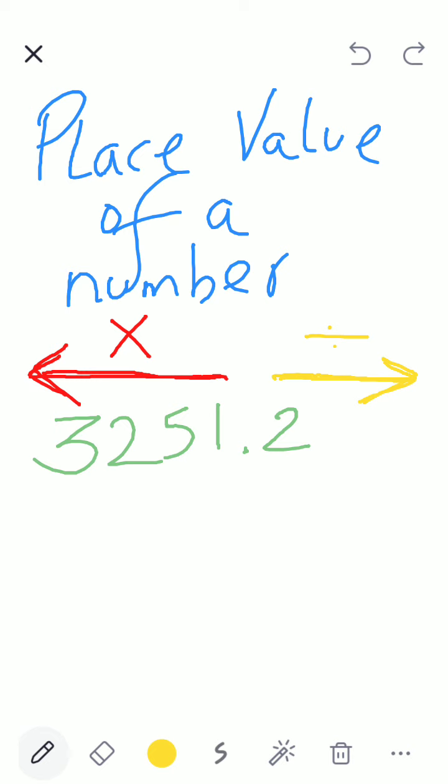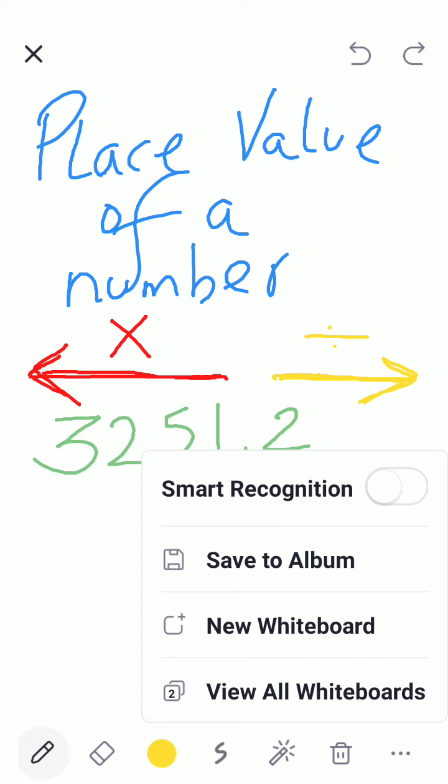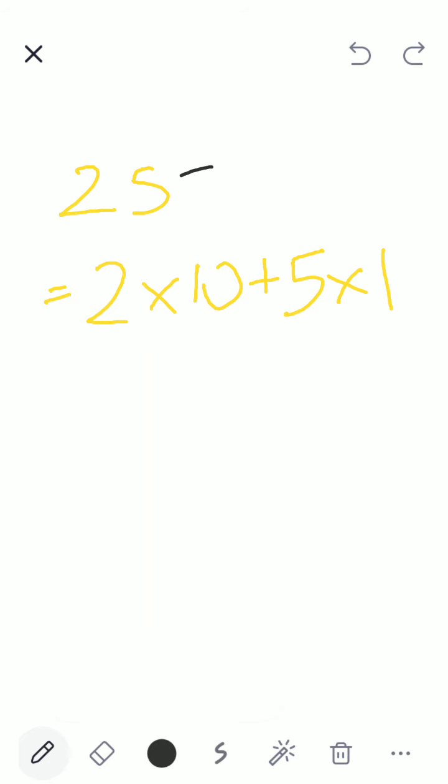Let me explain to you. In your lower classes, you would have studied 25 is nothing but 2 into 10 plus 5 into 1. Correct? So this was called units place and this was called tens place. Correct?